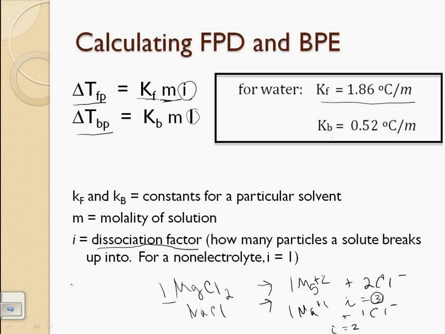Okay. If I have something that's not ionic, or that's a non-electrolyte, which means it's covalent, then it will not break up. So if I have, let's say, sugar or any kind of covalent compound, it will not decompose. It will not break up into ions. So i on anything covalent is going to be 1. Alright, so let's take a look at a couple of problems.